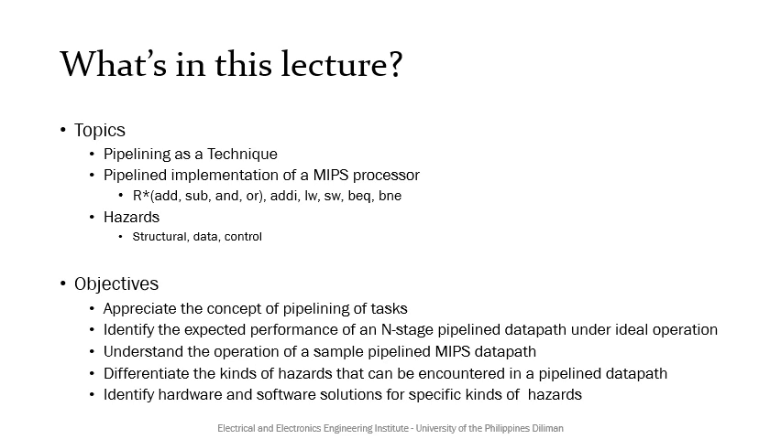Our objectives for this week's module are the following: appreciate the concept of pipelining of tasks, identify the expected performance of an end-stage pipeline data path under ideal operation, understand the operation of a sample pipeline MIPS data path, differentiate the kinds of hazards that can be encountered in a pipeline data path, and last, identify hardware and software solutions for specific kinds of hazards.